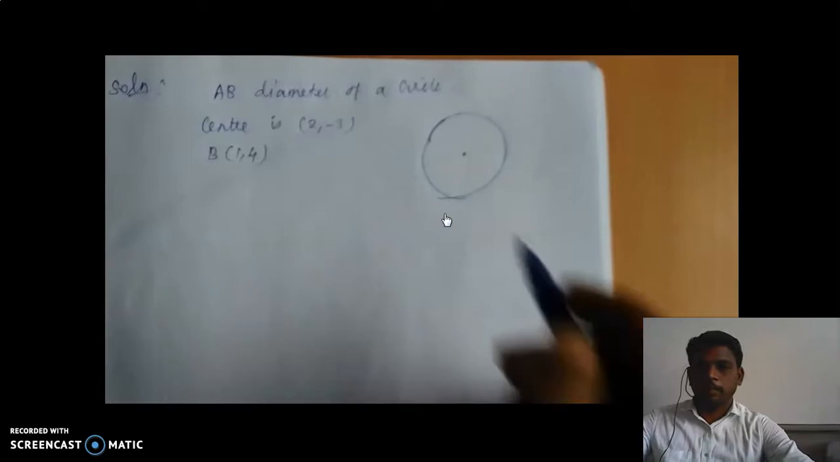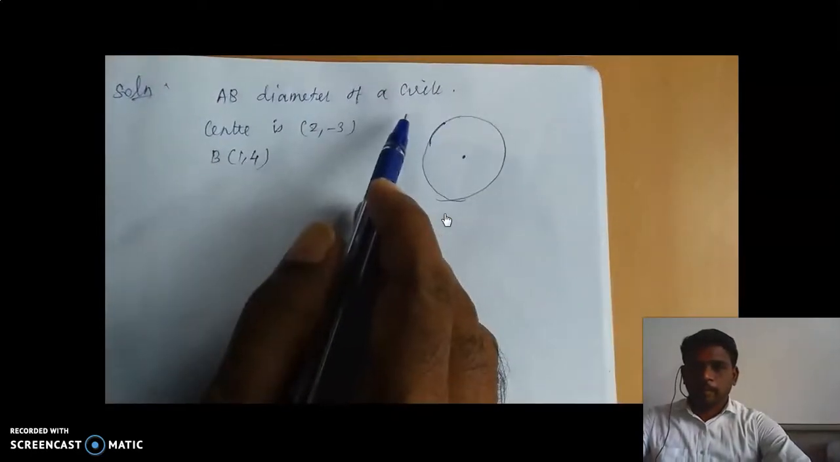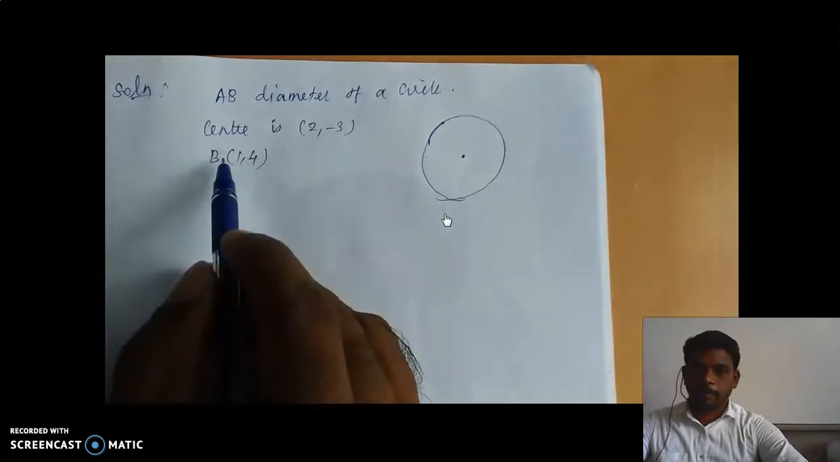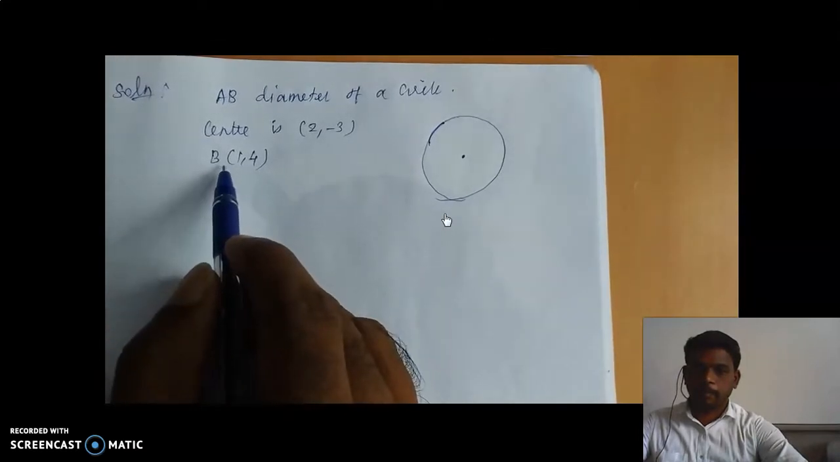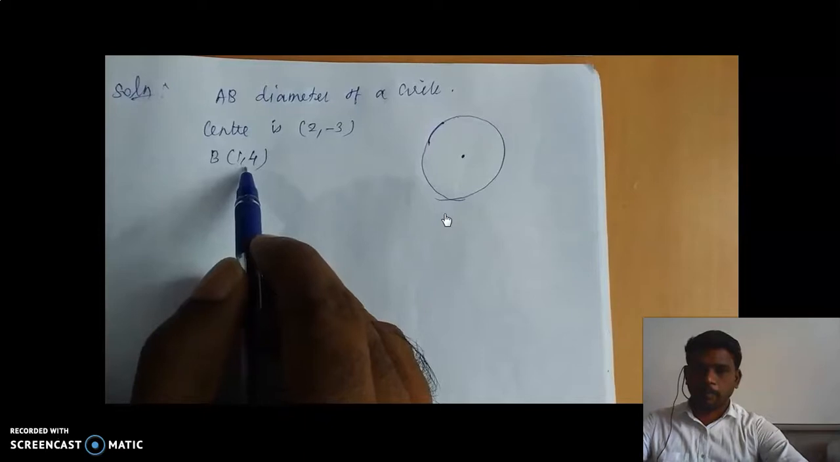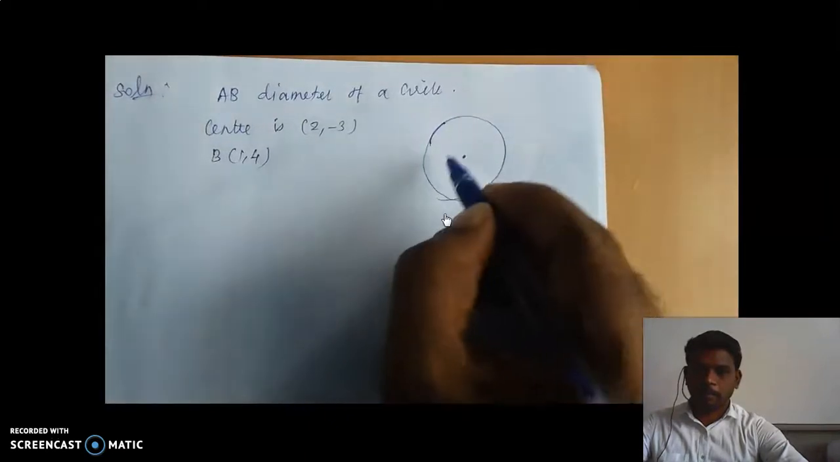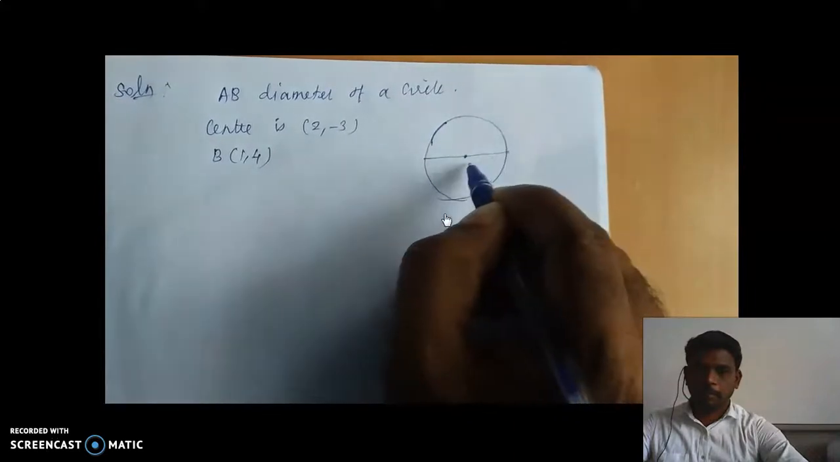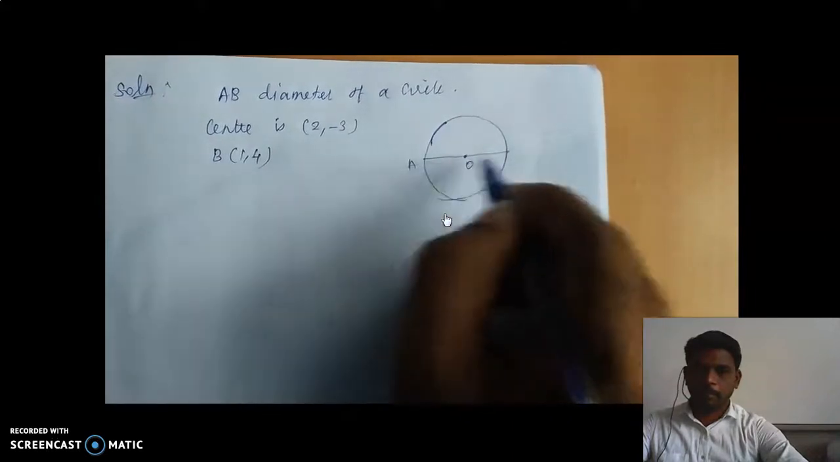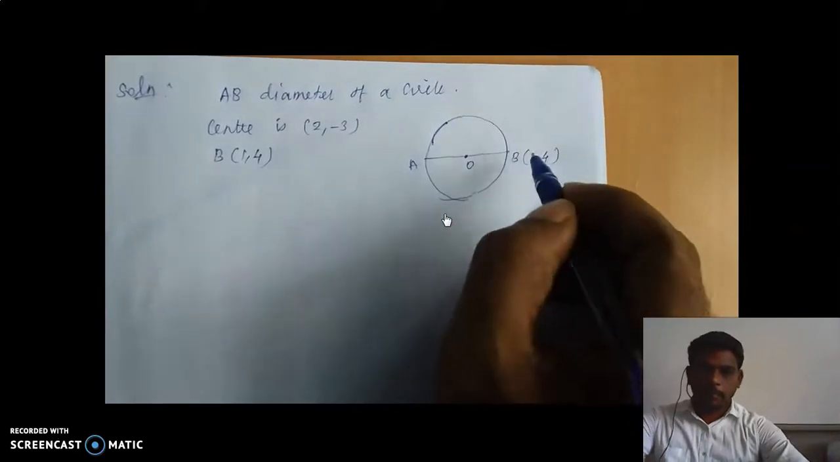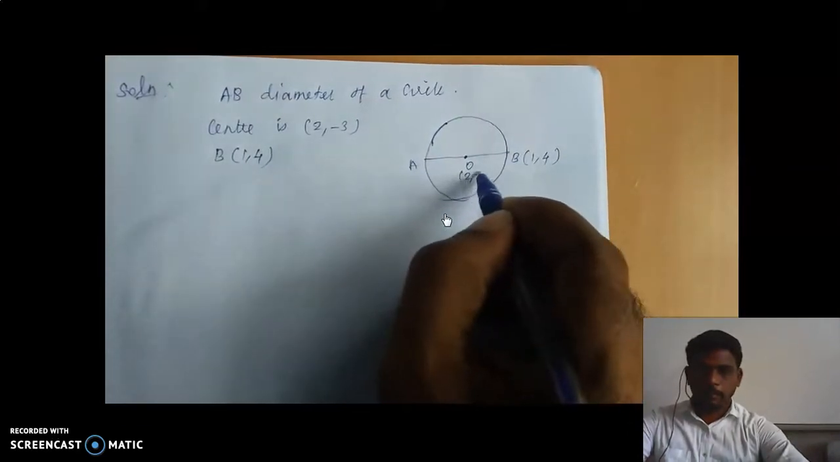So look at here. AB is a diameter of a circle, and the center is (2, -3), and also one endpoint of the diameter, B, is given, that is (1, 4). So we are going to find the other point A. Let us take this as a circle, this is the center O, this one A and this one B. The point B is given here, that is (1, 4), and the center is also given as (2, -3).